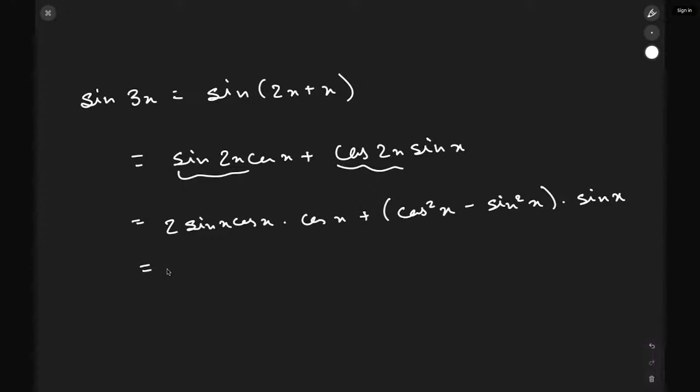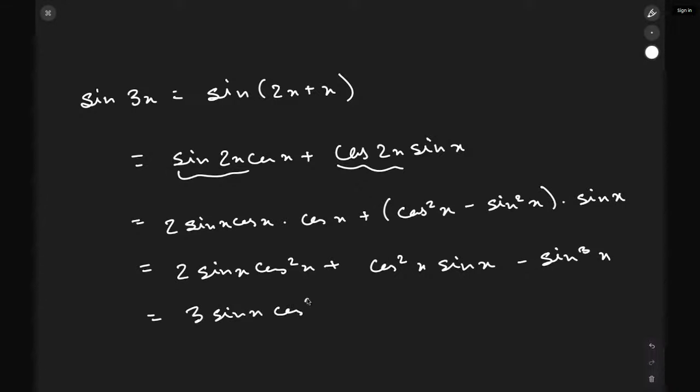Alright, so it will be 2 sin x cos square x plus cos square x sin x minus sin cube x. That gives 3 sin x cos square x minus sin cube x. So sin 3x is equal to 3 sin x cos square x minus sin cube x. Alright.